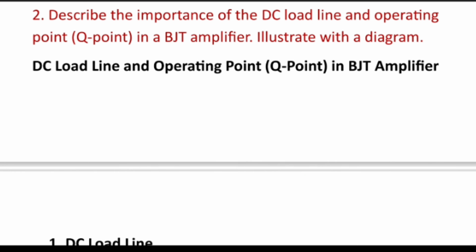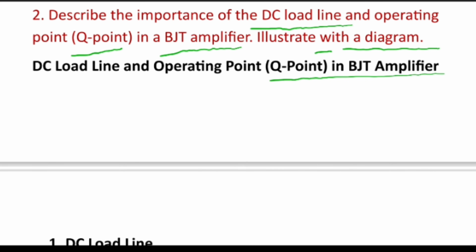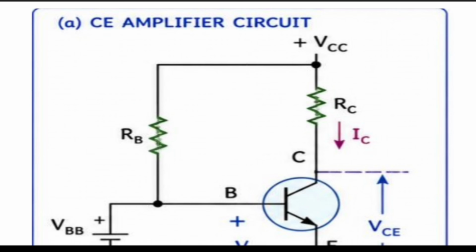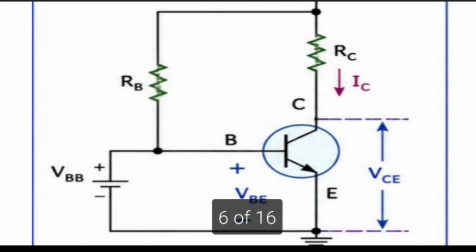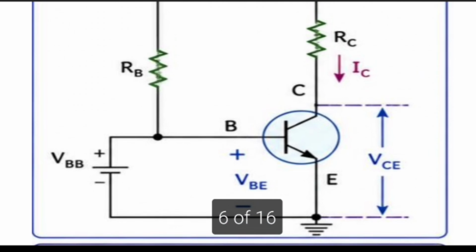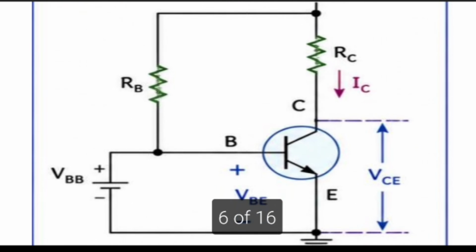The next question: describe the DC load line and operating point, that is the Q point, in a BJT amplifier. Illustrate with a diagram. This is how the DC load line and operating point, the Q point, look in a BJT amplifier. This is the amplifier circuit, with R1, RB and RC, and IC will be there. You just see the diagram for the amplification of the BJT amplifier.